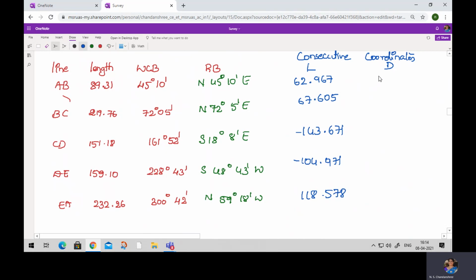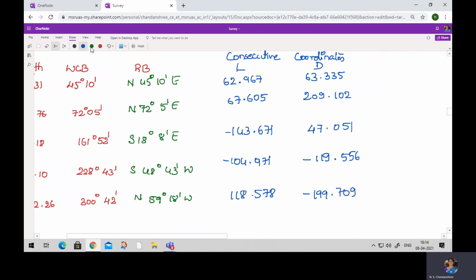Last line is 118.578. Next, here for the departure values, it is 63.335. Next is 209.102. Next is 47.051. Next is minus 119.556, minus 199.709. So this is the calculated value.